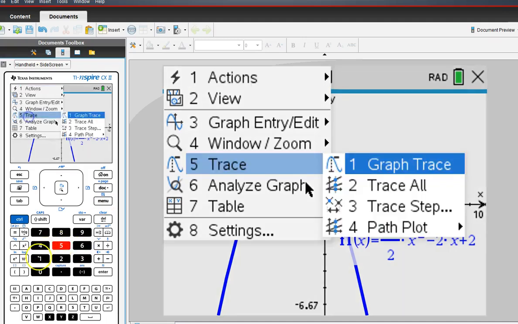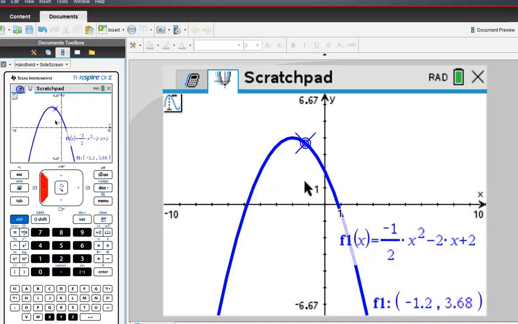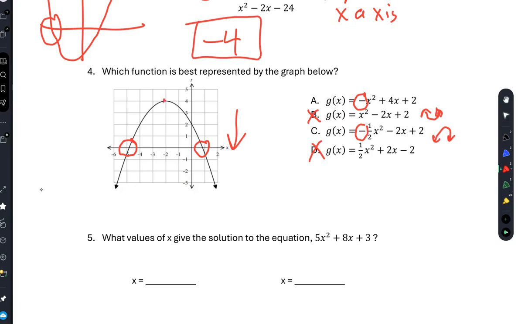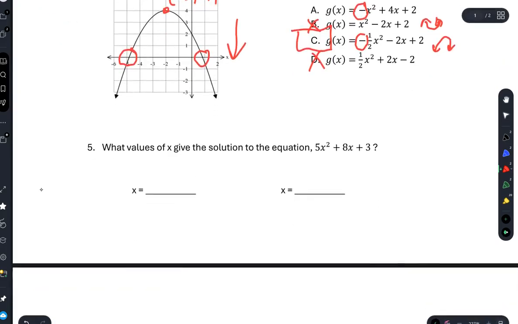Menu 5, 1. I'm going to trace to the top to match the vertex up. The maximum is at -2, 4. And look, -2, 4 is the vertex, isn't it? So C is the correct answer. So you're looking at your x-intercepts and make sure your vertex matches up on this one.